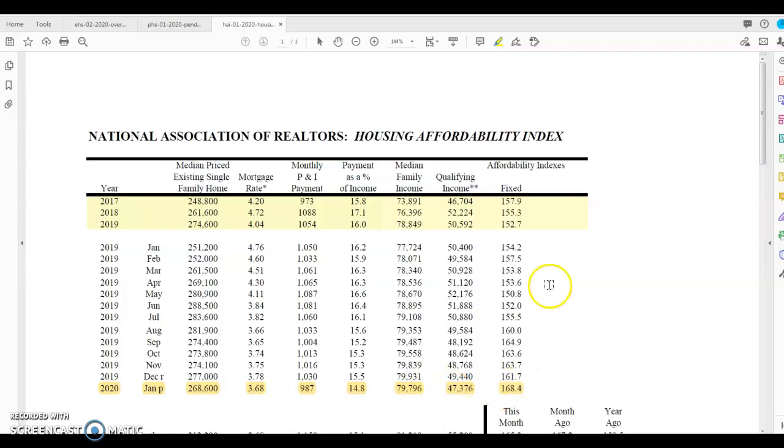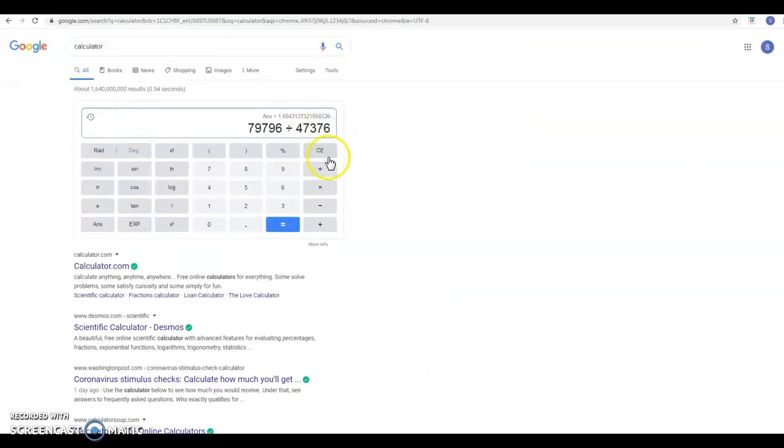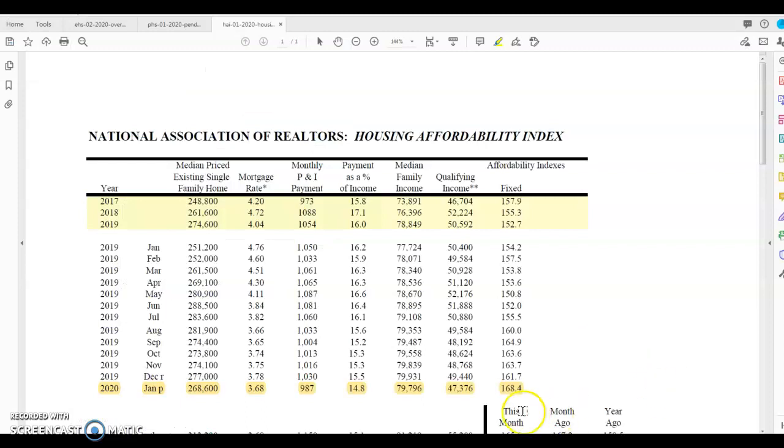The last column shows the affordability index, and this is in essence the percent of qualifying income that the median family income makes up. So you can calculate this by taking 79,796 and dividing it by 47,376 and then multiplying by 100. Let me do that here to show you. If I take 79,796 and divide that by 47,376, and then multiply by 100, that gives me 168, which is what we have right here.